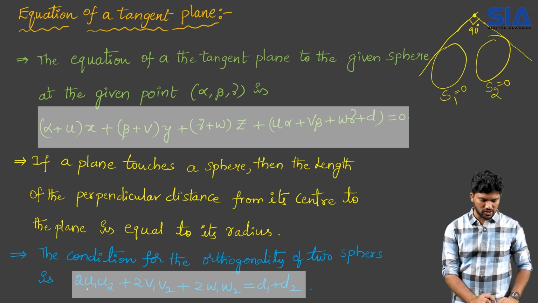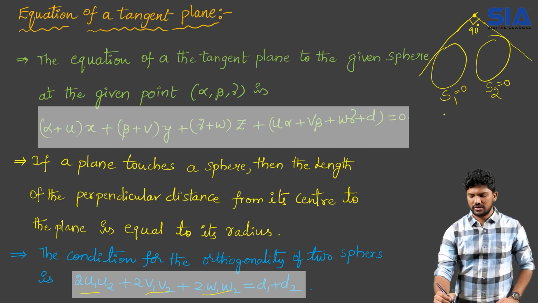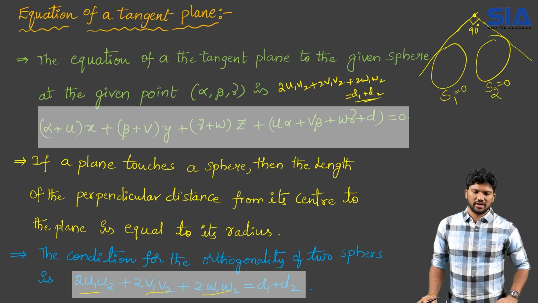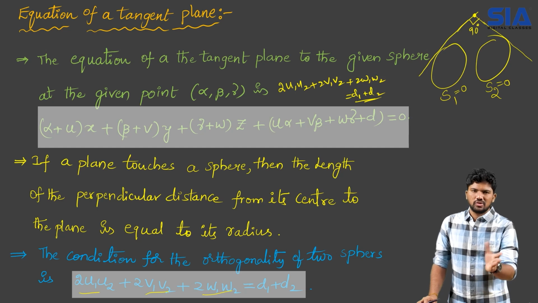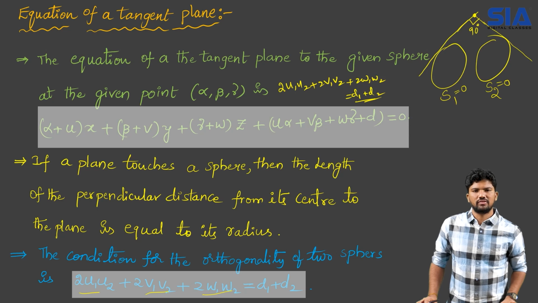The condition is 2u1u2 plus 2v1v2 plus 2w1w2 is equal to d1 plus d2. That means here I am writing 2u1u2 plus 2v1v2 plus 2w1w2 is equal to d1 plus d2. This is the condition. If you take 2 common, you can say u1u2 plus v1v2 plus w1w2 equals d1 d2.